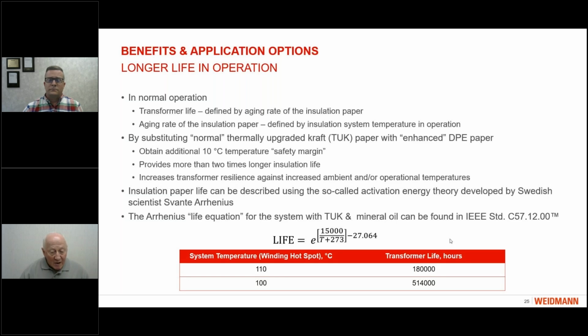So if we have 10 degrees additional margin, meaning we go to 100 degrees continuous temperature of the system, then the equation gives us 514,000 hours, which is about 2.8 times longer than at nominal 110 degrees. So this is an explanation why 10 degrees results in more than twice extension of the life of the insulation system of transformers.